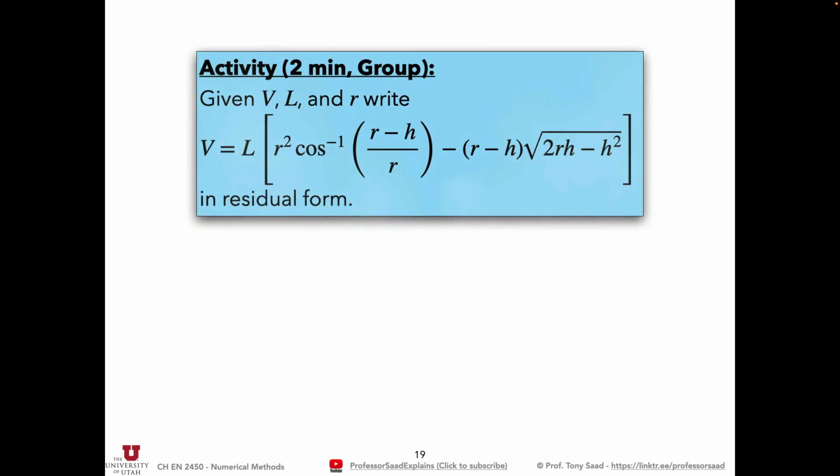Okay? All right, so now we're going to go back to that pipe problem. V equals L times r squared inverse cosine of r minus h over r, et cetera, et cetera. We are given V, L, and r, so we're looking for h. h is our variable of interest. So we're interested in finding h. So now write this in residual form.